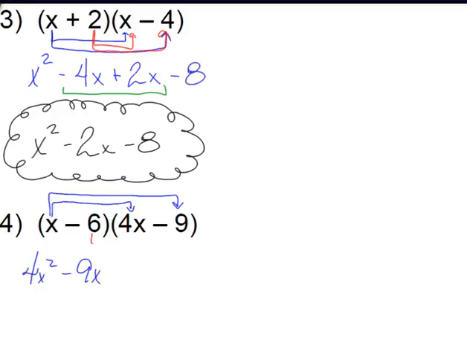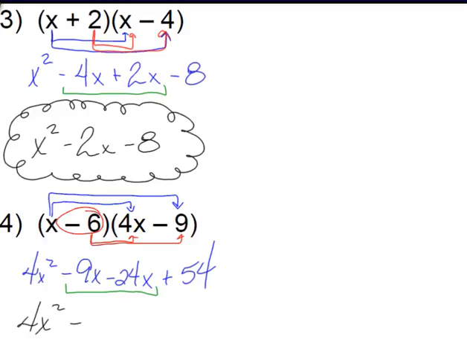The second term gets distributed in here. Remember, this minus sign is attached to the 6. Negative 6 times positive 4x gives me a negative 24x. Negative 6 times a negative 9 gives me a positive 54. Collect my like terms. So I now have 4x squared minus 33x plus 54.